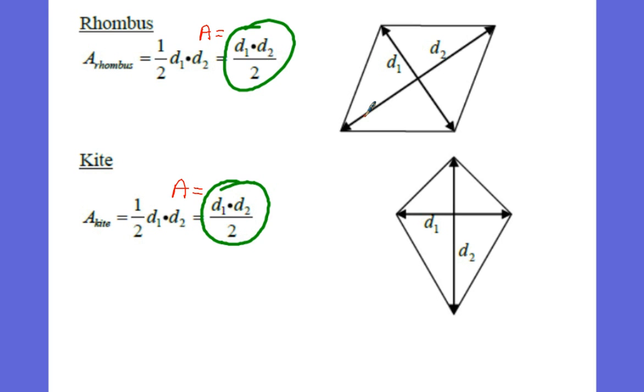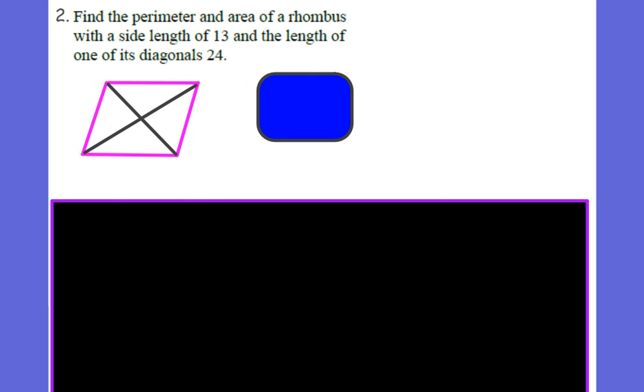Now, a rhombus is also a parallelogram, so you could also use just the base times height if they give you enough information. All right, so let's look at some examples involving these. So this one is on your note sheet, example 2. It says find the perimeter and area of a rhombus with a side length of 13 and the length of one of its diagonals 24. All right, so you got to kind of remember some properties of a rhombus. It is a parallelogram where all its sides are congruent.